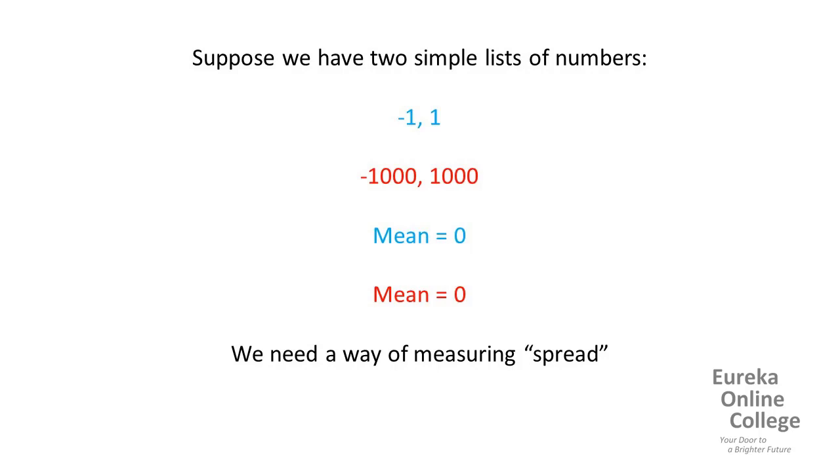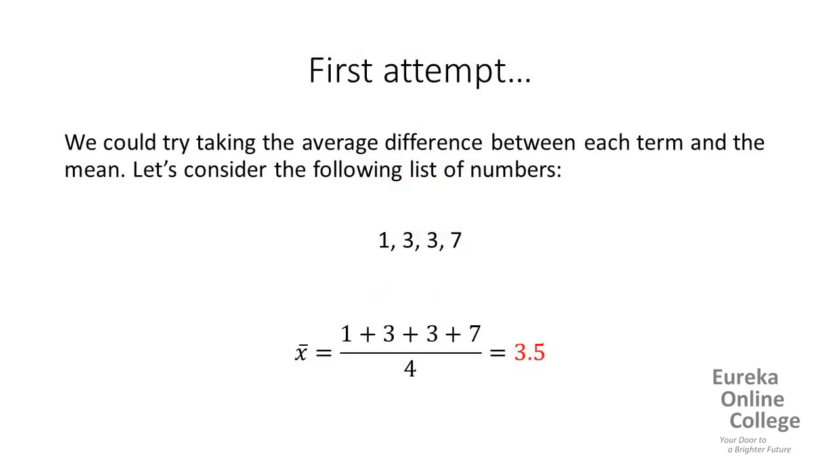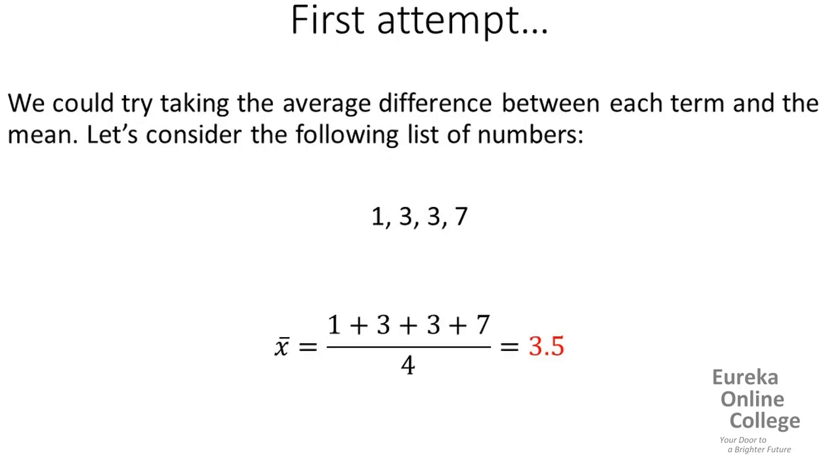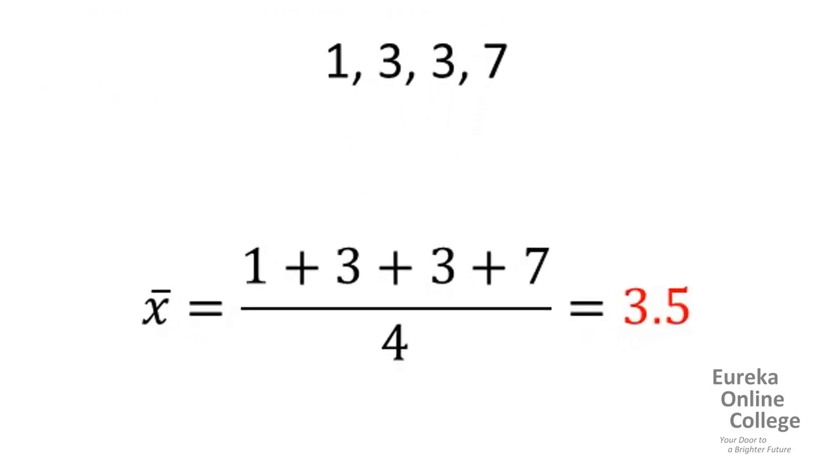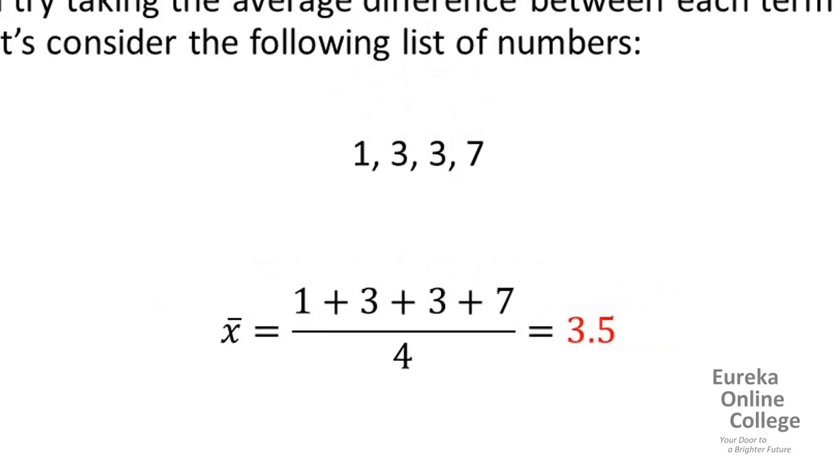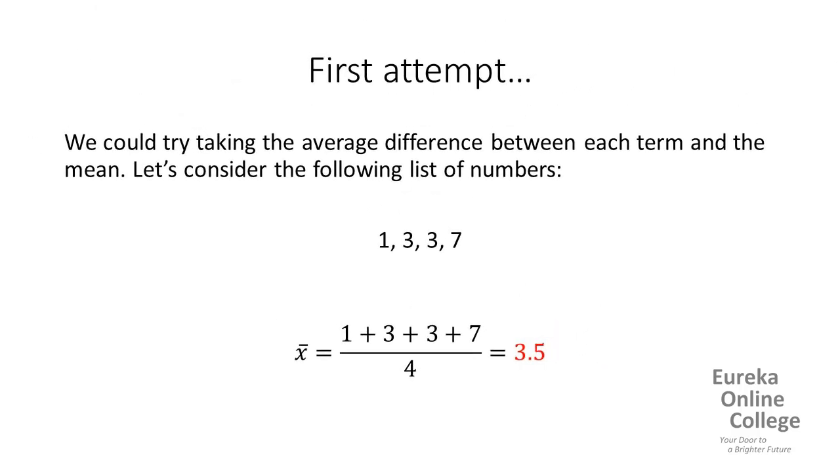So what we might be tempted to do is take each number, subtract the average, and then maybe take the average of those values. So let's try a list of numbers 1, 3, 3, 7. Okay, so 1, 3, 3, and 7. We can take the average of these four numbers, which I'll call x bar. So x bar is just the sum of these four numbers, 1 plus 3 plus 3 plus 7, all divided by 4, which gives us 3.5. So I've put 3.5 in red there, just to remind us that this is the average of these four numbers. So what I can do is go through the list, 1, 3, 3, 7, and subtract that average, 3.5, from each of the values.